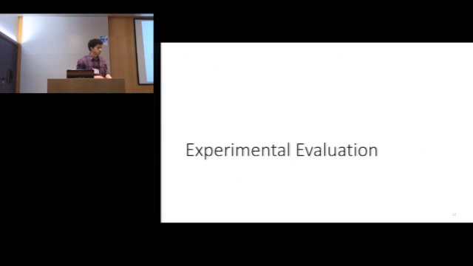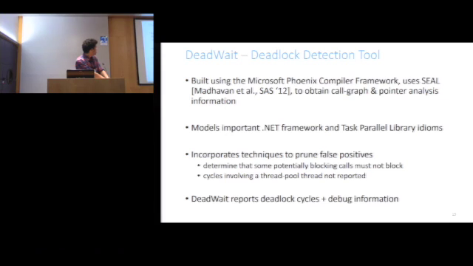Okay, so now I'll talk a little bit about the experimental evaluation. We built this tool called Deadweight. It's built using the Microsoft Phoenix compiler framework, and as I mentioned earlier, it uses SEAL to obtain call graph and pointer analysis information. Okay, and it models important .NET framework and task parallel library idioms.